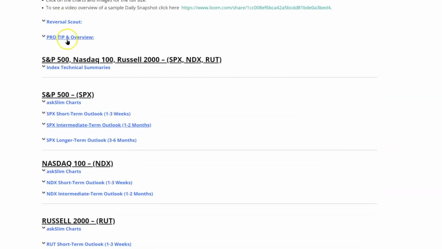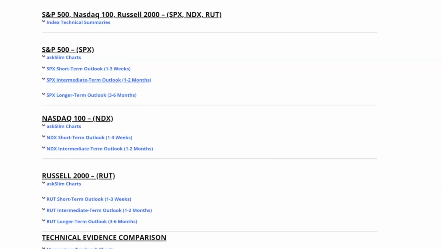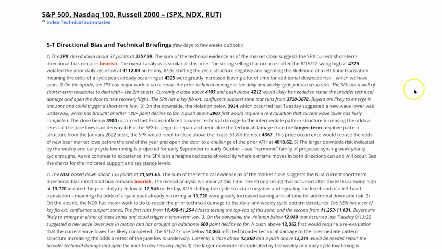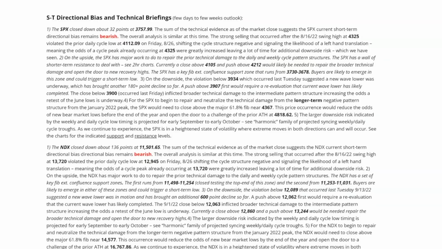There's some little tips in here on the top for our members. We have a lot of members that may not have really looked at that extensively, so I thought I would go through it. It starts out with technical summaries for the S&P 500, NASDAQ, Russell. I'm not going to go through all of this, but you get the idea. This is updated all of the time, and it gives you the conditions.